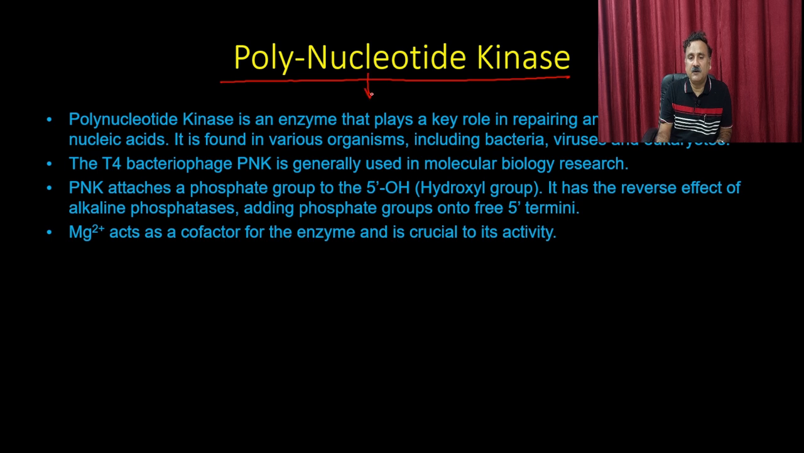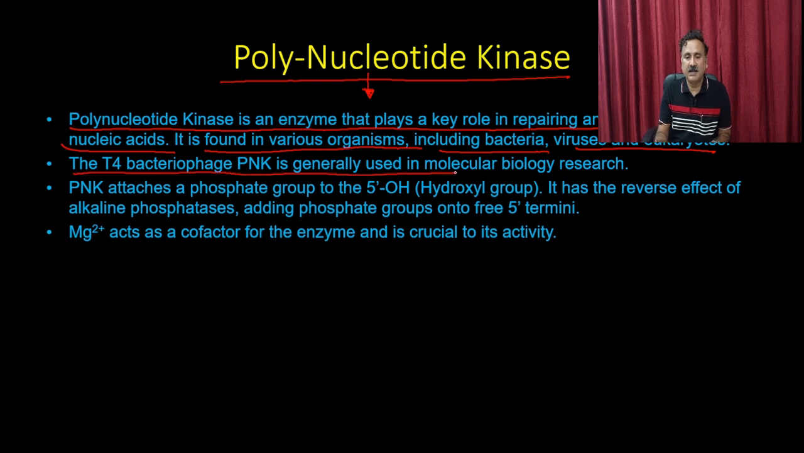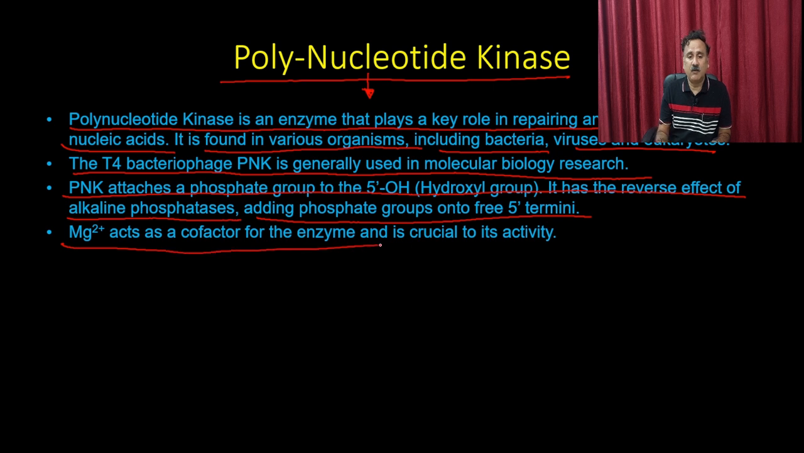Now, we will move on to the next enzyme, and the next enzyme is polynucleotide kinase. Polynucleotide kinase, you might have heard when we were talking about the preparation of the radioactive probes, right. So, polynucleotide kinase is an enzyme that plays a key role in repairing and manipulating the nucleic acid. It is found in various organisms including bacteria, viruses and eukaryotes. The T4 bacteriophage polynucleotide kinase is generally used in molecular biology. PNK attaches the phosphate group to the 5' end. It has the reverse effect of alkaline phosphatase, adding the phosphate group onto the free termini. Magnesium acts as a cofactor for this enzyme, and it is crucial for its activity.